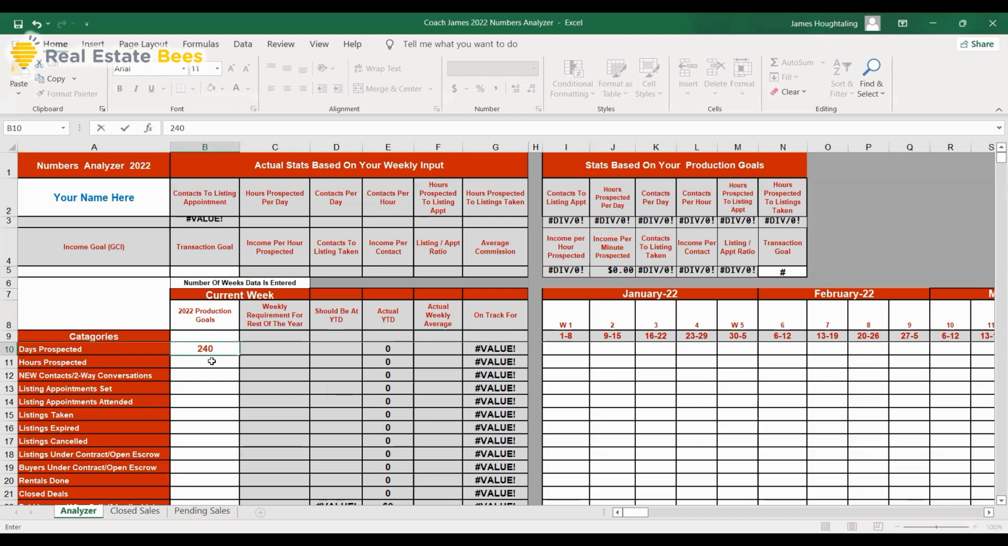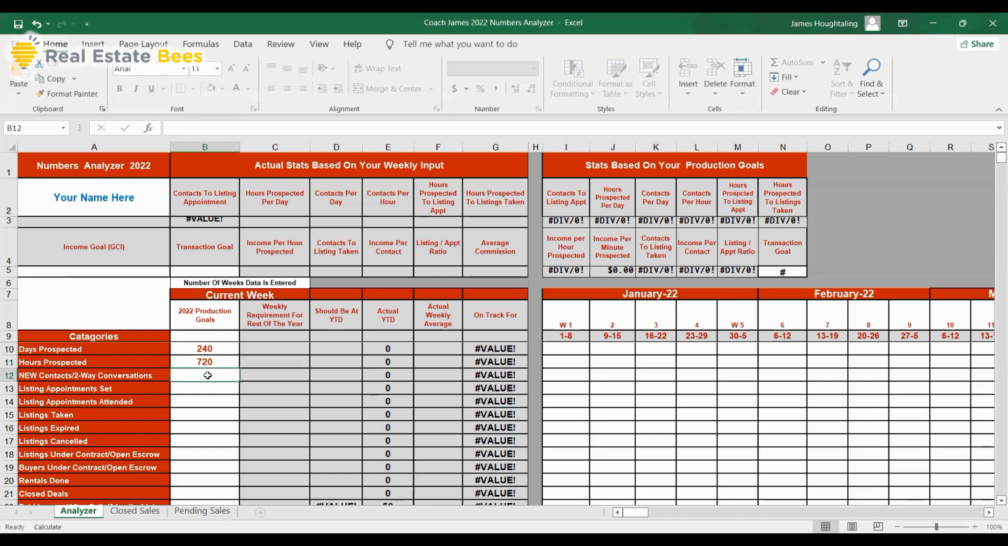Okay, hours prospected. Again, this is a yearly goal. All right. So for example, if your goal is to prospect 3 hours a day, then you are going to take 240 times 3 and you're going to get 720. So in this box, you're going to put 720.